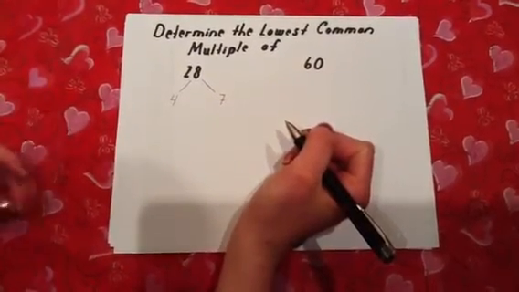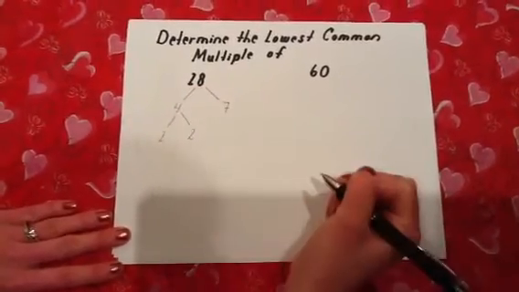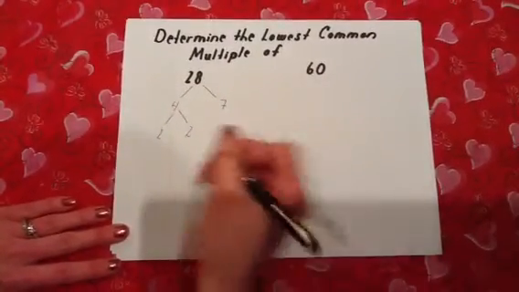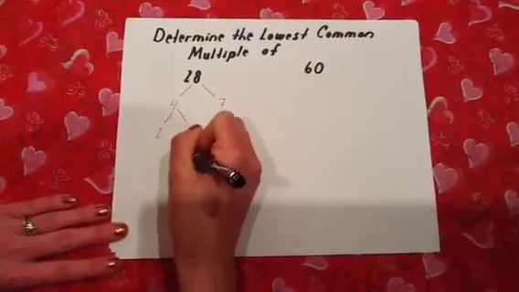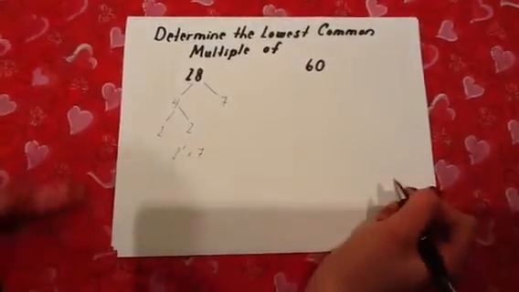So then we'll just break down 4 into 2 and 2. And then we'll write it as a product of prime numbers. So that'll be 2 squared times 7. And that one's finished. Now we'll look at 60.